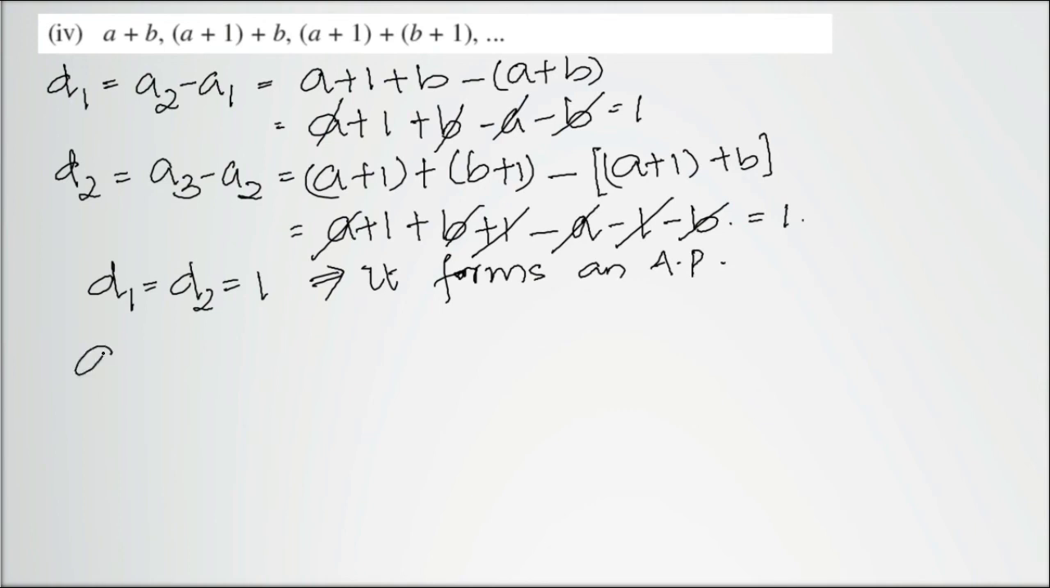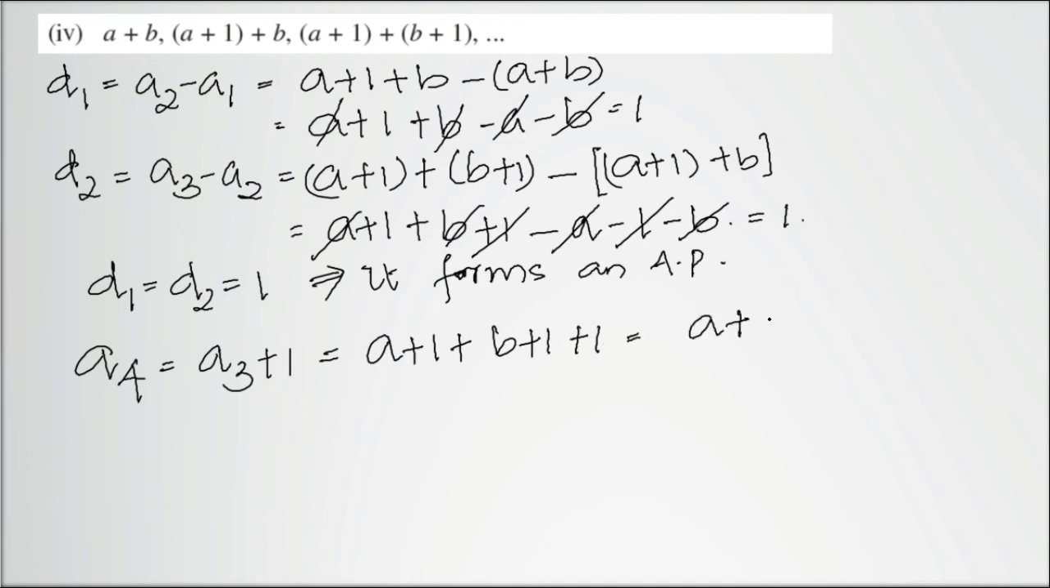Now we need to find the next terms. Here there are three terms. We need to find the fourth term. It is the third term plus 1. So the fourth term is a plus 1 plus b plus 1 plus 1. We get a plus 2 plus b plus 1, or I can write it as a plus 1 plus b plus 2. There is no issue in that.